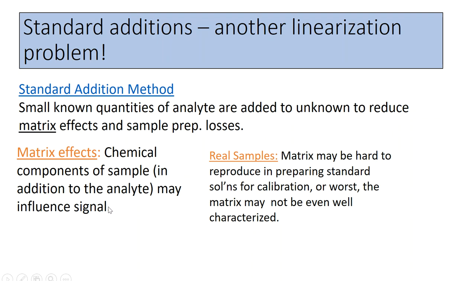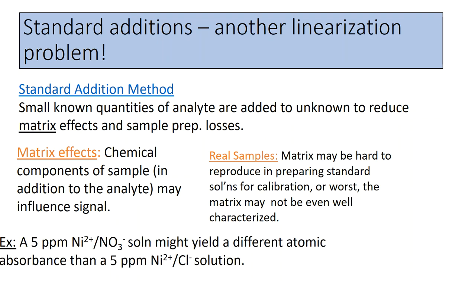It may enhance it or it may suppress it. And in the worst case, our real sample matrix may not even be well characterized. We may not know what's in it. So an example would be you want to measure a very low concentration of nickel, and if there's nitric acid present that might etch the glass in your volumetric flask, you might get a different signal than you would if you use nickel with a chloride counterion. So that's a real concern in atomic absorption.